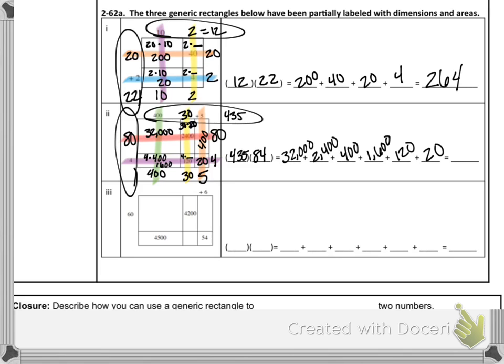I'm going to very carefully enter this into my calculator. 32,000 plus 2,400 plus 400, 1,600 plus 120 plus 20. I get 36,540.